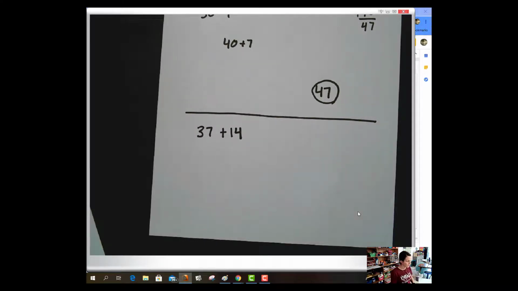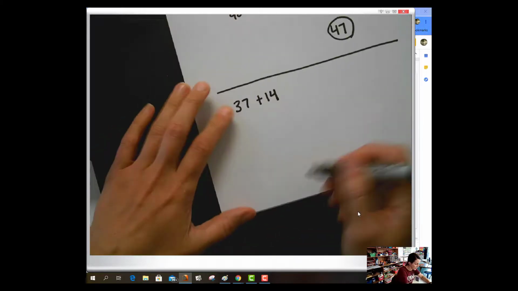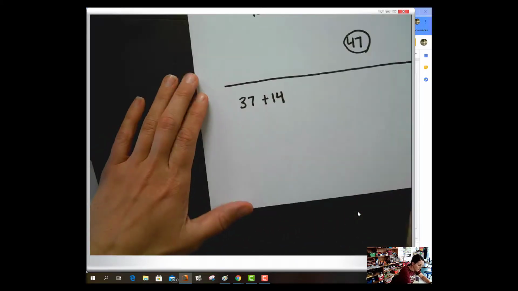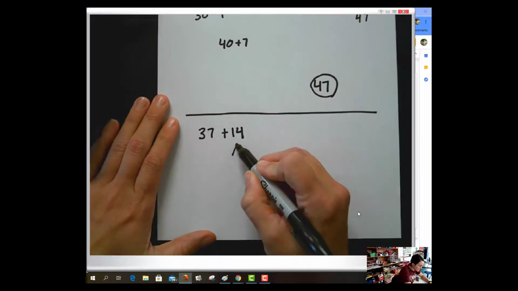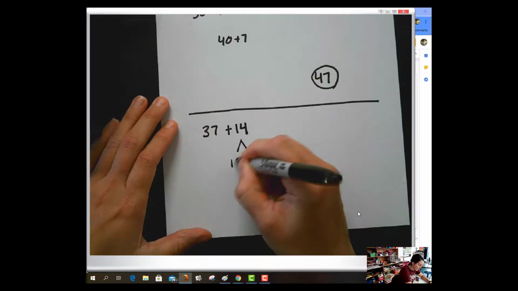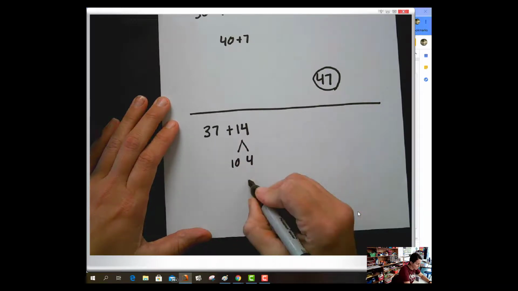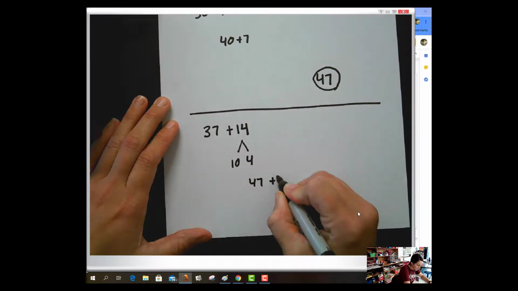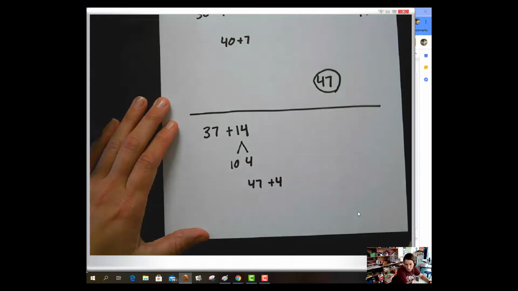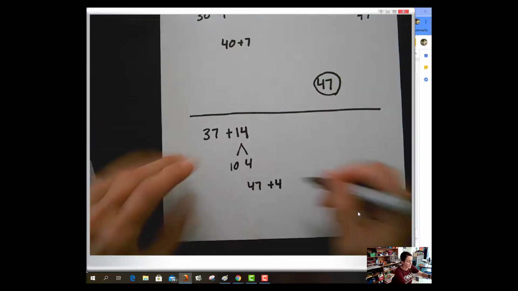Okay, so here's some common strategies since I can't talk to you and hear your strategy. Some people would have taken 14 and broken it down into 10 and 4. 37 plus 10 is 47. Plus 4 more, they would just use the count up strategy, 48, 49, 50, 51.